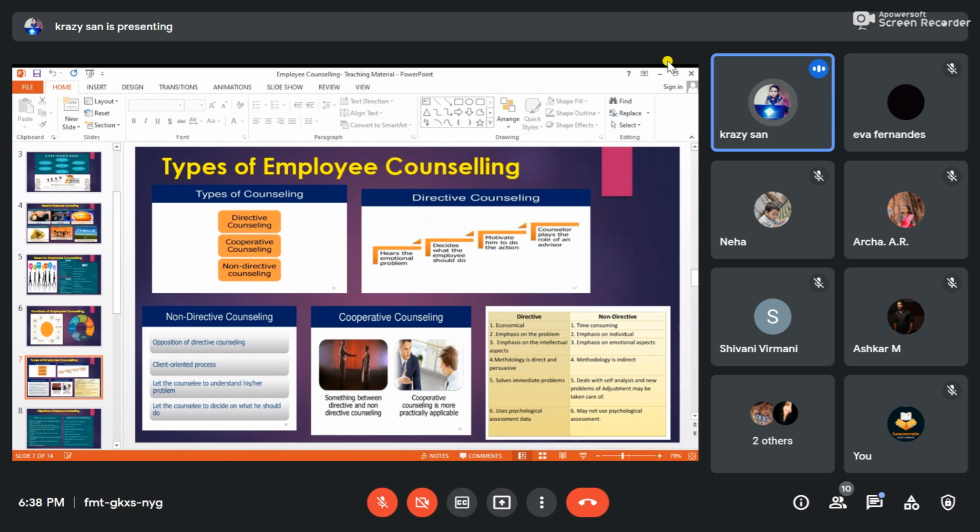Methodology in directive is direct and possessive, non-directive is indirect. It solves immediate problems and deals with self-analysis. It uses psychological assessment, or may not use psychological assessment.